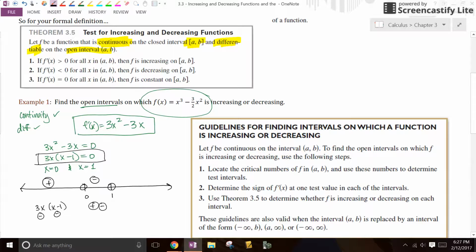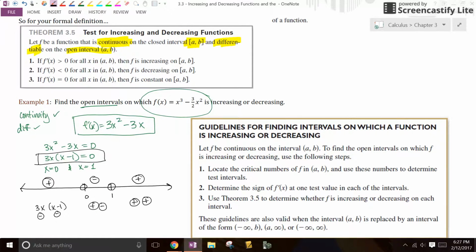And last but not least, let's pick something bigger than 1. Let's pick a million. And when I plug in a million, I'm going to get 3 times a million, which is going to be positive. A million minus 1, which is going to be positive. Multiply those two numbers together, you get a positive. So as I did a check for each sign, I can see when the slopes are positive and when they are negative.